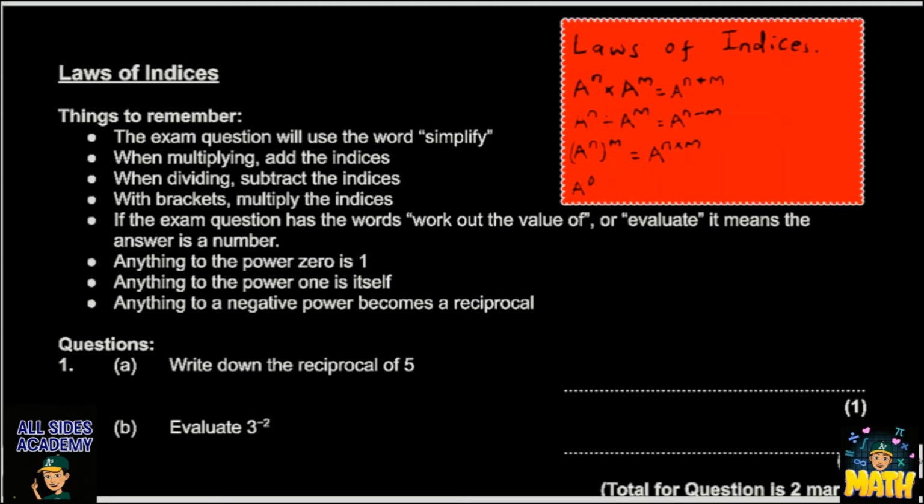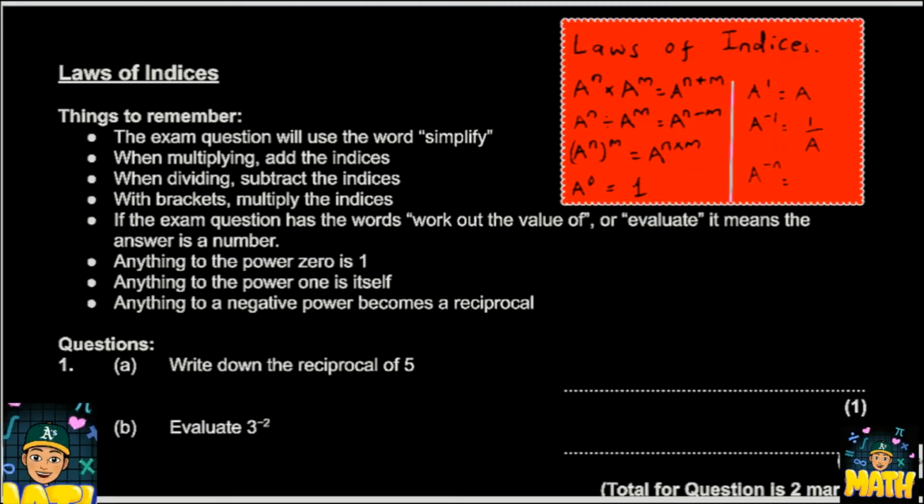Anything to the power of 0 is 1. Any number, 1 million to power 0 is 1, 10 million to power 0 is 1, 2 to power 0 is 1. Anything to the power 1 is itself. And then the last one, any number to a negative power becomes a reciprocal. Whether it's a to power negative 1 or a to power negative n, that's a reciprocal.